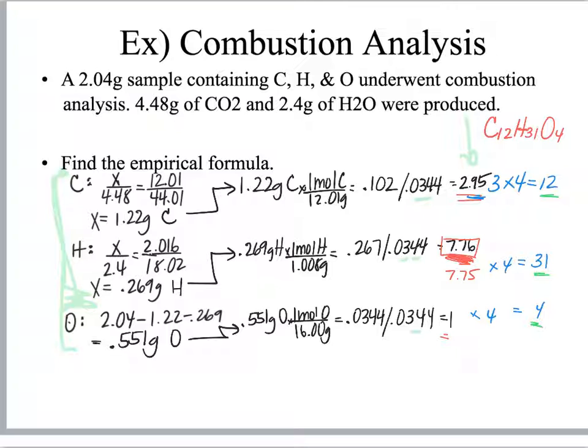Now, does this make sense? Empirical formulas need to be the lowest whole number ratio between elements in a compound. 12, 31, and 4 do not have any common factor greater than 1, so that is an empirical formula for this particular problem.